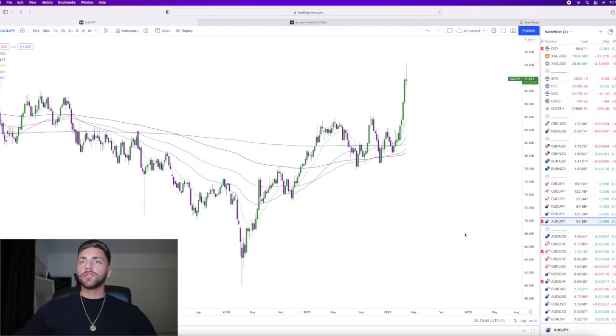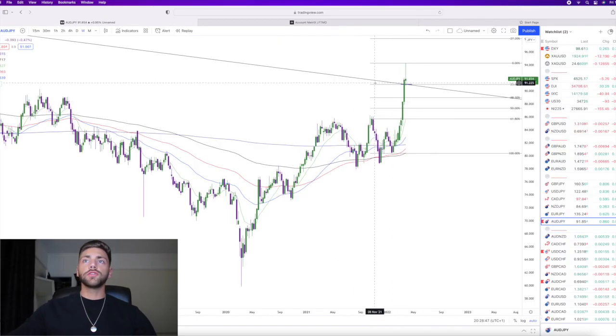So let's move on to Australian dollar yen. This was a miss trade, so I only had that one live trade this week, and I had a couple of misses throughout the week as well.